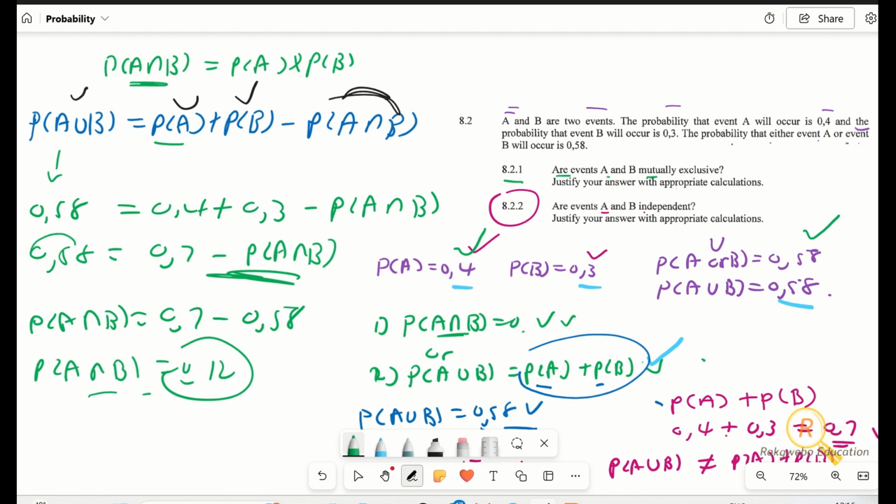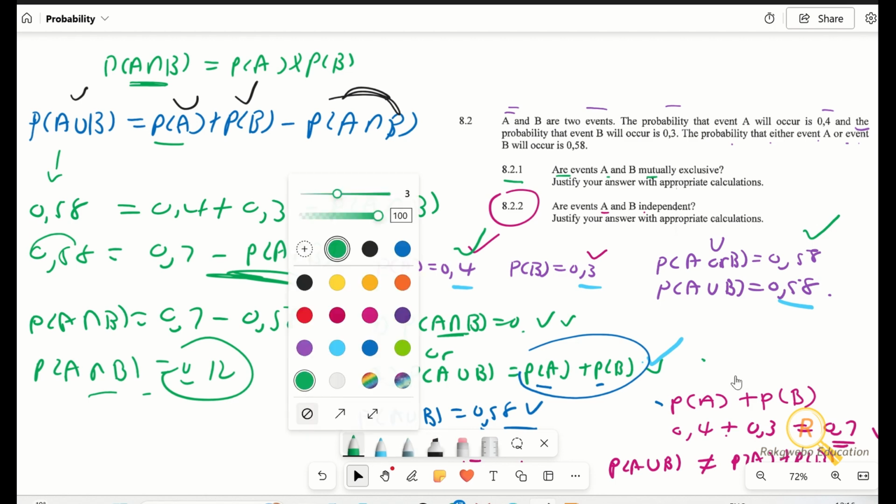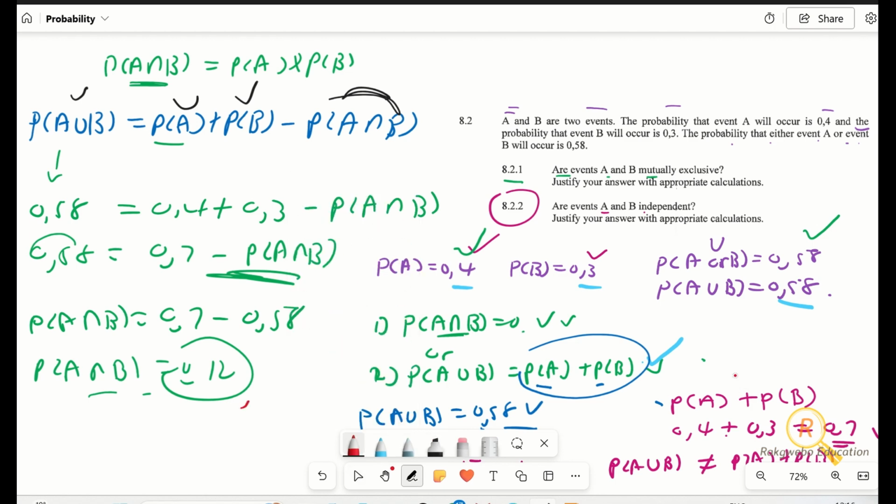Just a reminder what we're doing. Remember that we are checking if the two events A and B are independent. So for you to check that two events A and B are independent is for you to prove that this probability of A and B is equal to that product there. If they're not equal, then the two events are not independent. We just found the value of the probability of A and B. Now let us find the product of these two.